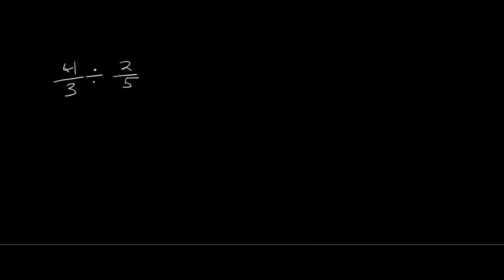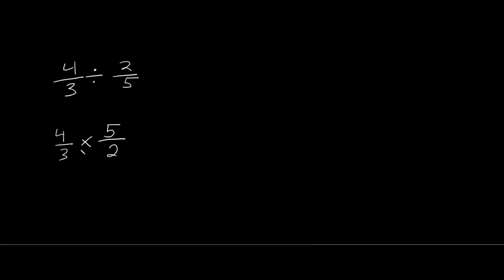going to do here. So with the first fraction here, we're going to keep it just the same, 4 over 3. We're going to change the operation symbol from division to multiplication. And then we're going to flip this second fraction. So we're going to flip the numerator and denominator spots. So the numerator will now be 5 instead of 2. The denominator will now be 2.